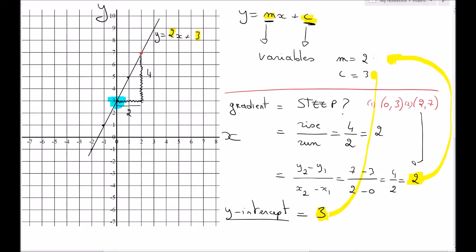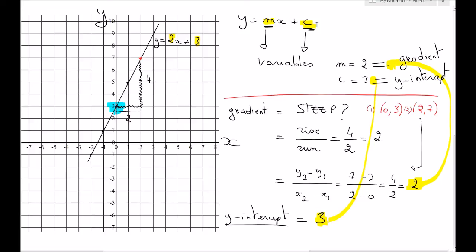So m, in this case, will always be your gradient. That's without a doubt. And c, in that general equation, will always be your y-intercept, or where that graph hits the y-axis. Okay, so that's how easy it actually is once you know the general equation.